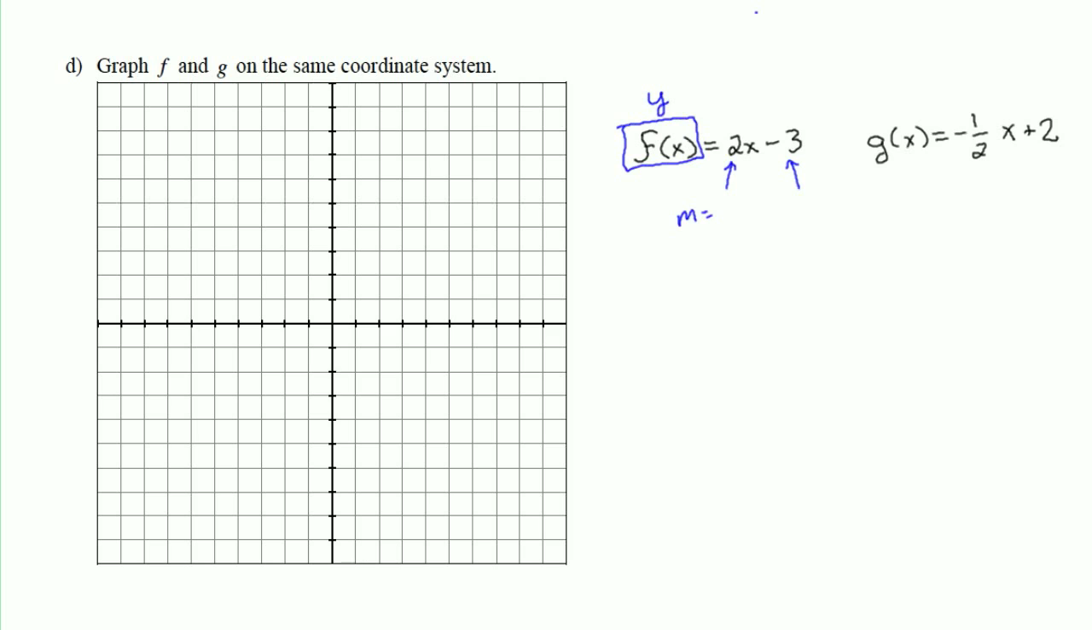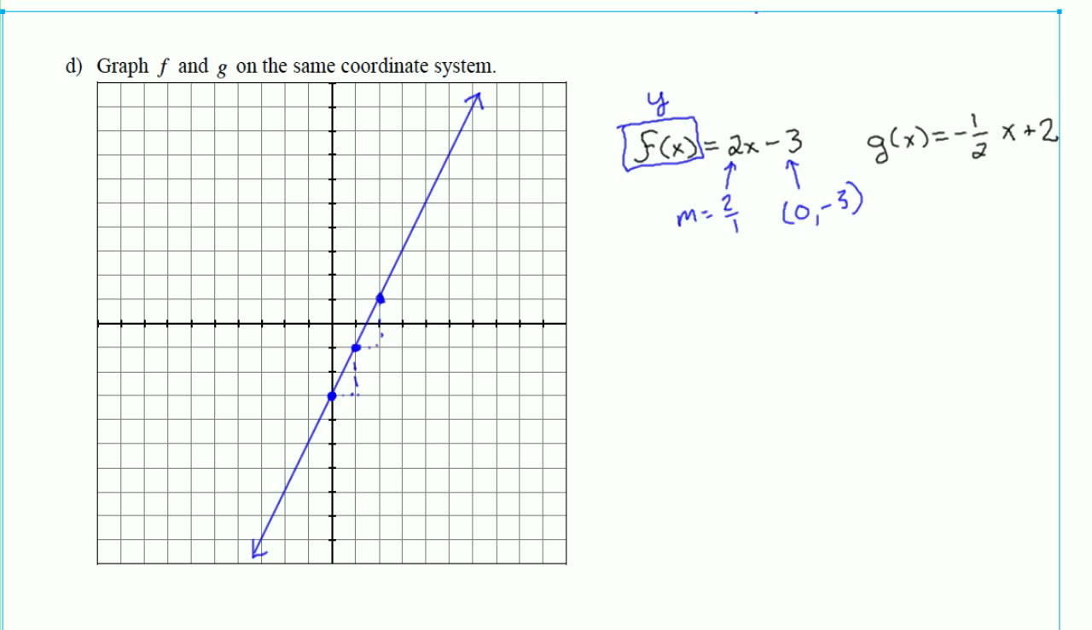My slope is +2, I'll write that as 2 over 1, and my y-intercept is -3, so I'll write that as the ordered pair (0, -3). Coming over to my grid, here's my y-intercept, and then using a slope of +2, that's a run of 1 and a rise of 2, I can get a few more points, and then draw my line.